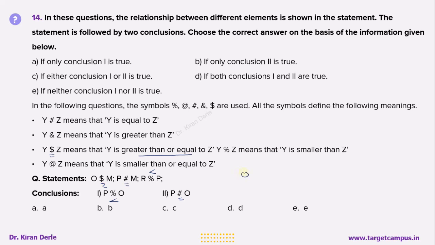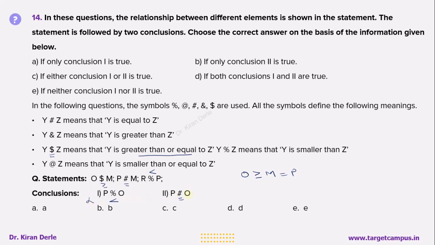Let's see. O is greater than or equal to M, and P is equal to M. So this is how it is. So is it true that P is less than O? No, P is less than or equal to O. So this is not true. Individually this is not true. Fine. It is saying P is equal to O.